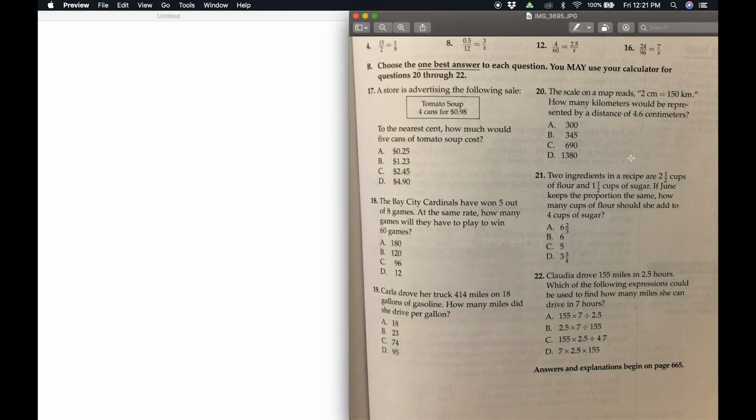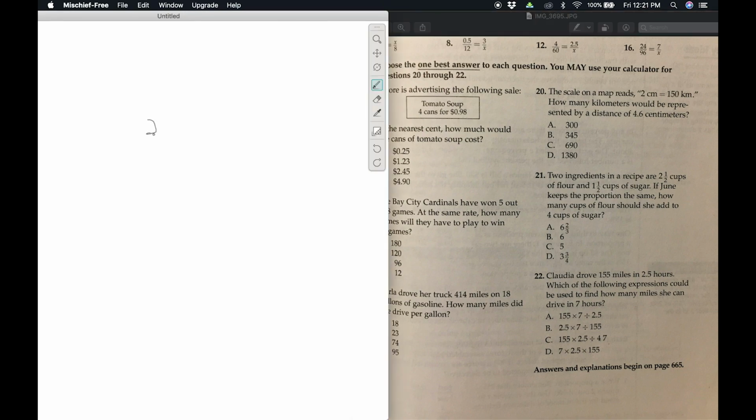So 2 ingredients in a recipe are 2.5 cups of flour and 1.5 cups of sugar. If June keeps the proportion the same, how many cups of flour should she add to 4 cups of sugar? So here we go. We'll do 2.5, okay? 2.5, because half is always 0.5. Over 1.5.